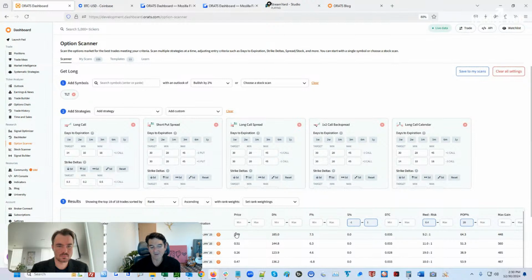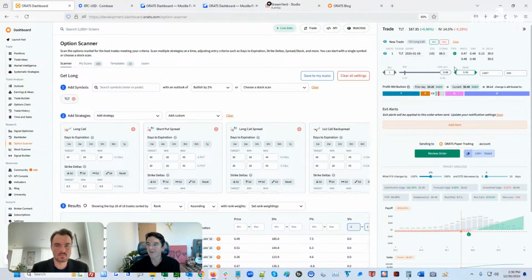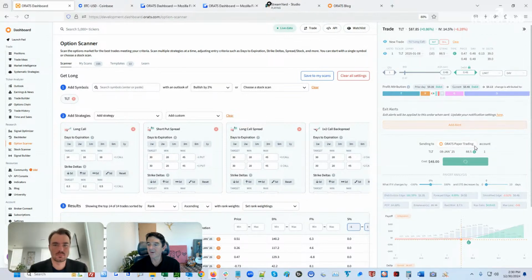So what we'll do is compare that trade with a little more out of the money trade. So we'll simulate this trade. You're paying the offer. We'll do that in our paper trading.